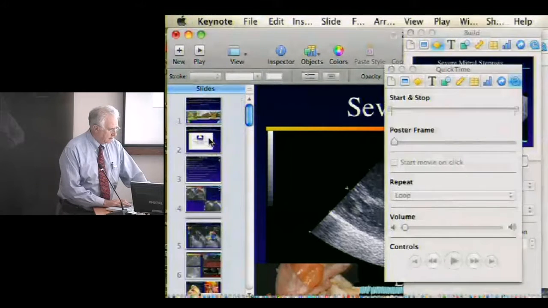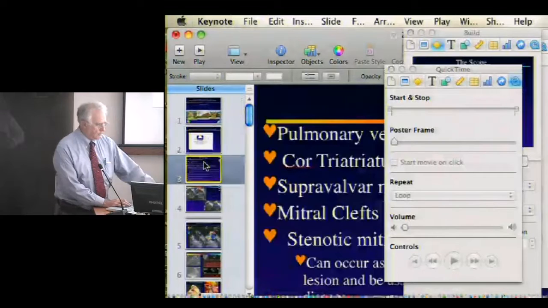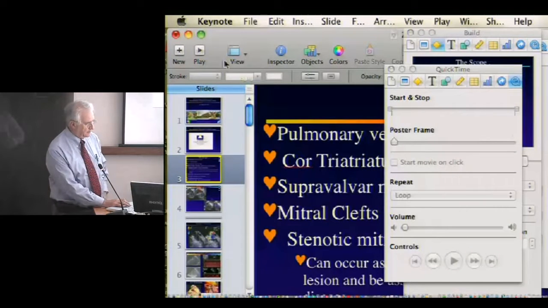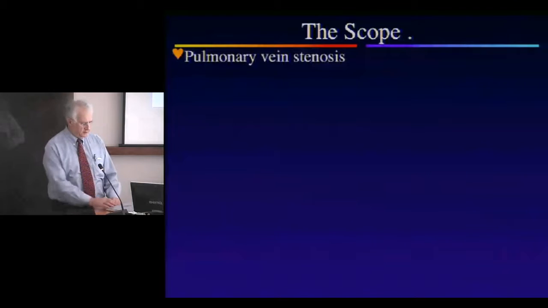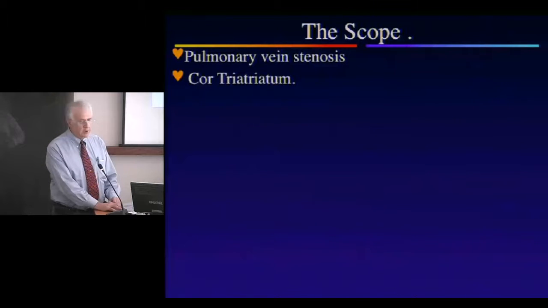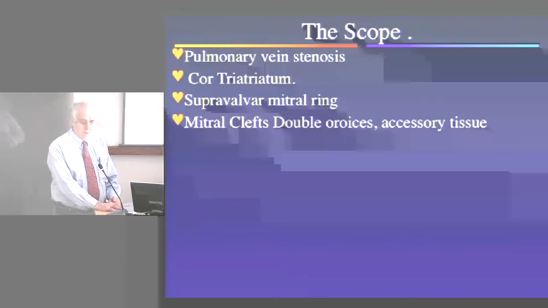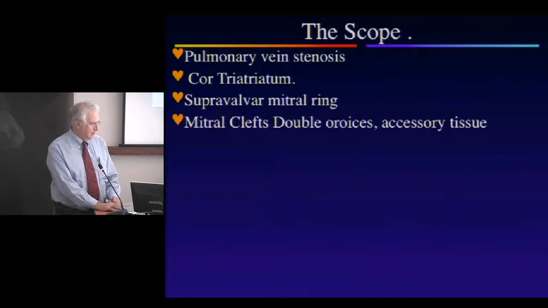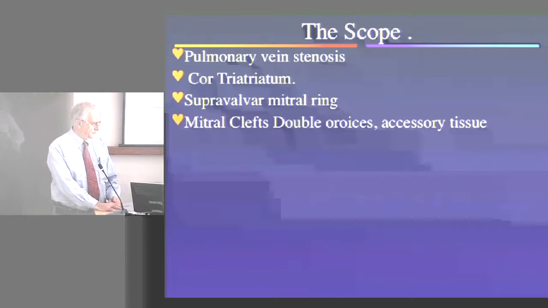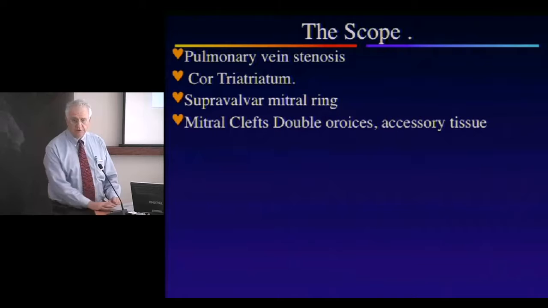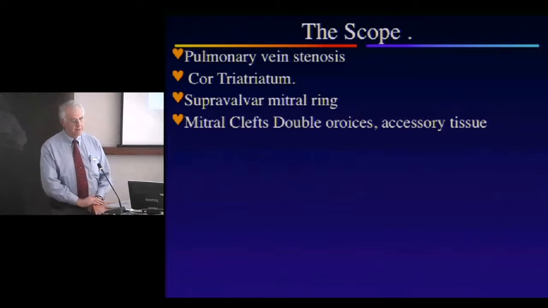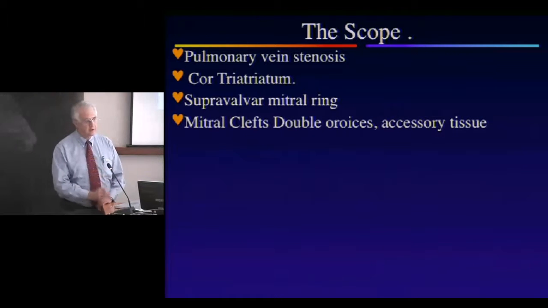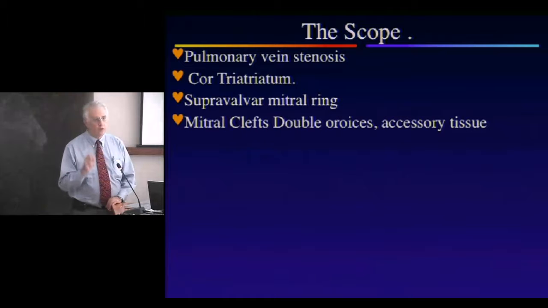So, our colleagues talked while Dr. Sanders was making his presentation, and basically what we were trying to do was look at the scope from the pulmonary veins through to cor triatriatum, through supravalvar mitral rings, through double orifices, clefts, and accessory tissues. And the one thing that I've discovered about looking at mitral valve abnormalities is very often there's not just one. There are often more than one.